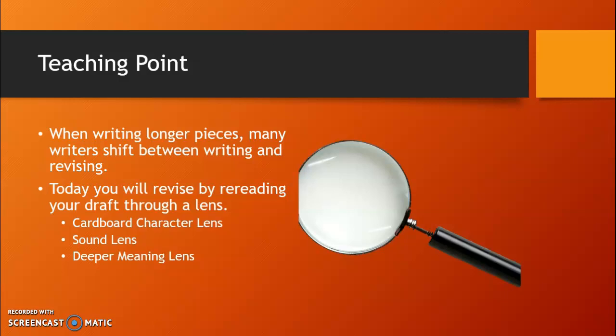So here are just a few lenses that I'm going to talk about, but really there's lots of different lenses. The first one is the cardboard character lens, and that's one that we're going to focus on today. So I'm going to talk about that one in just a minute. But the sound lens, that's when you're rereading your paper and you're just making sure that everything sounds right. I suggest that when you're revising your paper using the sound lens, you read your paper out loud. Maybe even record yourself reading it out loud.